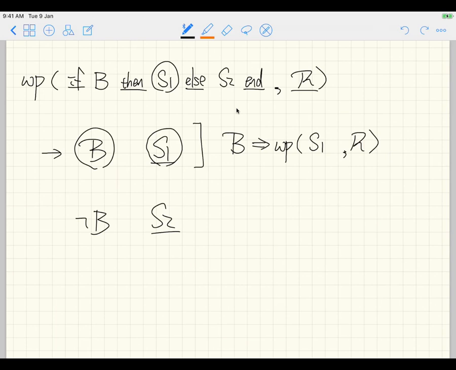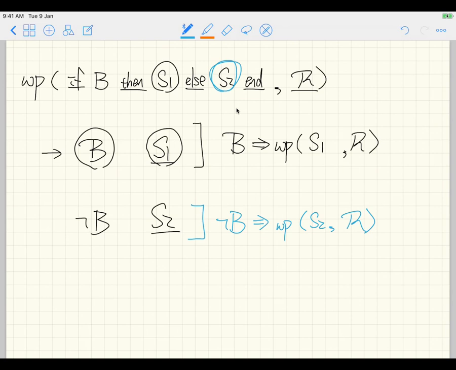Now, let's apply the same logic. If I happen to execute S2, in that case, I want to know what is the weakest precondition for S2 upon termination to establish R. And because I'm now in S2, I can assume something more, which means outside this assumption, I simply don't care, right? That means not B. Are we okay with separation of concern?